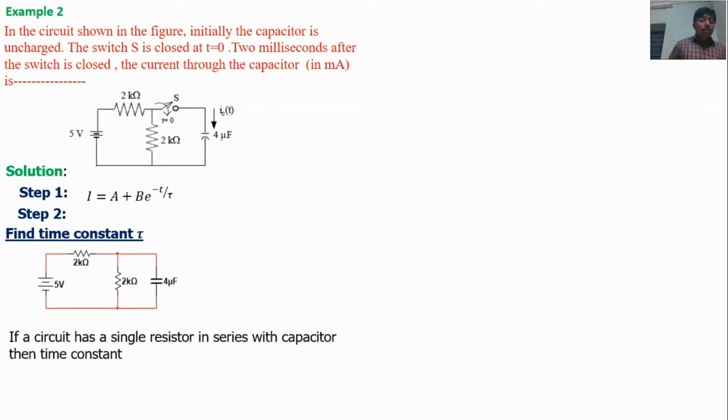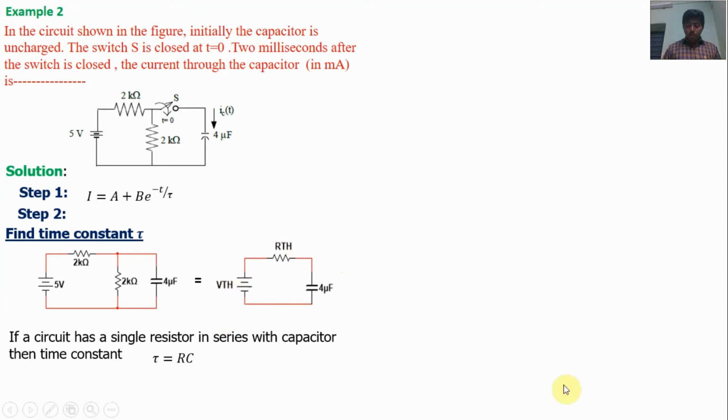If a circuit has a single resistor in series with a capacitor, then the time constant tau is equal to RC. So we need the conversion. Use Thevenin's theorem. RTH or R total. How to calculate the RTH or R total? No need of calculation of ETH.